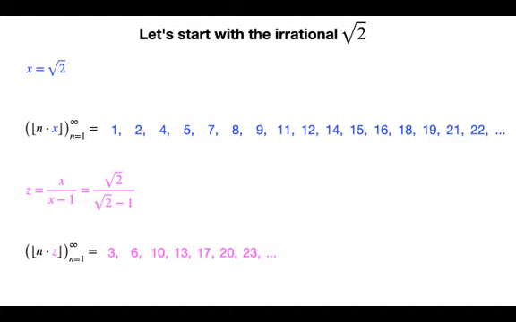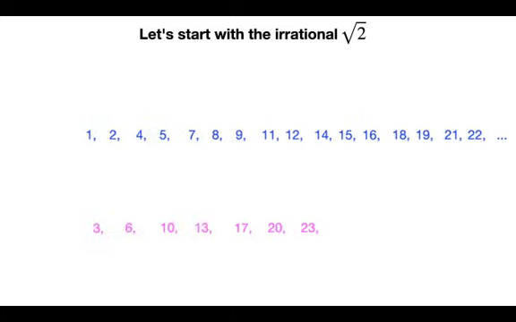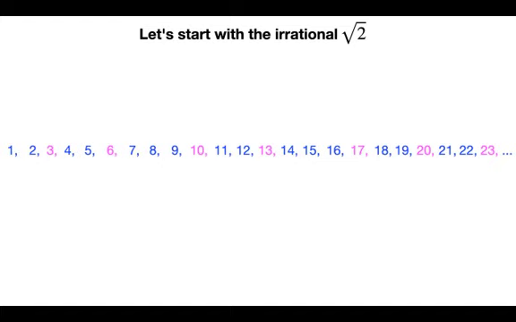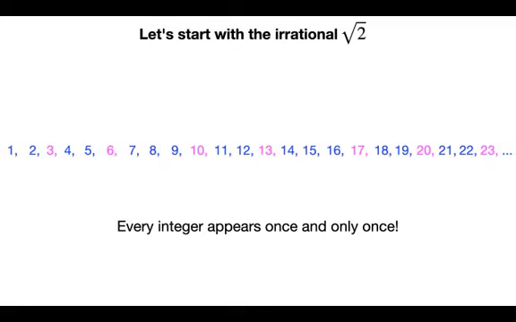If you can't see what's happened, I'm going to weave together the blue sequence and the magenta sequence in increasing order. Now you should see it. Every integer appears once and only once. And if you keep going, this will keep happening. Maybe I got lucky, or maybe I chose square root of 2 just to have this property.